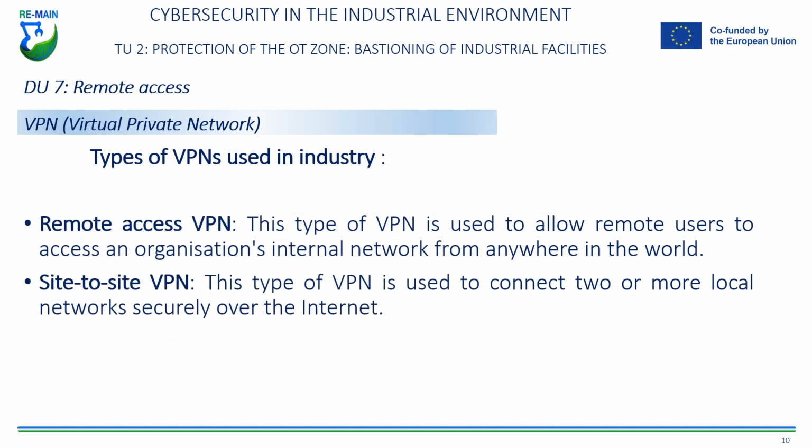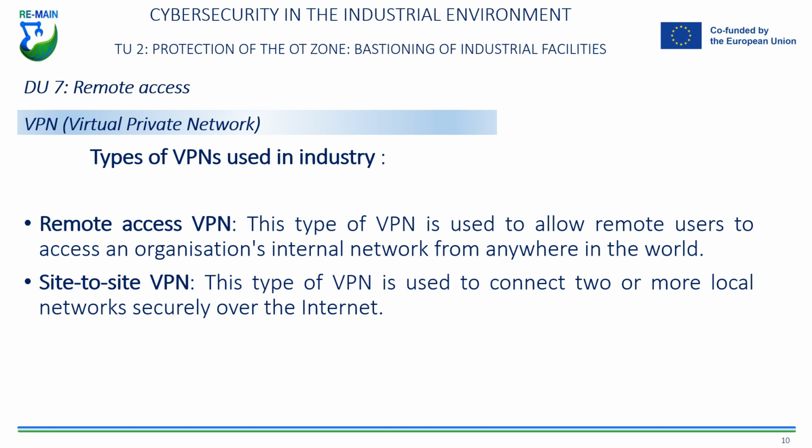There are several types of VPNs used in industry, but the two most common types are Remote Access VPN. This type of VPN is used to allow remote users to access an organization's internal network from anywhere in the world. Users can connect to the VPN using client software that is installed on their device, such as a laptop or smartphone, and can then access the company's internal network resources securely. Remote access VPNs are commonly used in industry to allow employees to work remotely from home or while traveling.